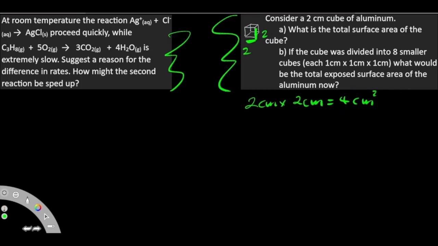However, in a cube, how many sides are there? We have this front side, but we also have the back side over there, then the top side up there, and then the right side, the left side, and even the bottom side over there. There are 6 sides. So instead of 4 centimeters squared, if you multiply by 6, what do you get? 6 times 4 equals 24. So this here is your surface area.